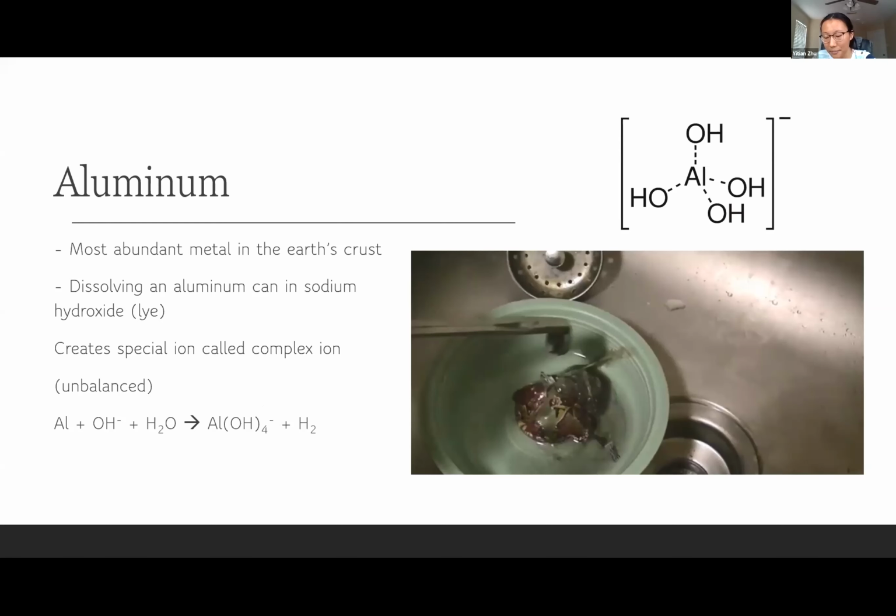Fun fact about aluminum, it actually has a protective oxide, just like a lot of the group 2 metals. But the reason that it's not protected in this case is because the super strong hydroxide ion starts attacking the protective layer. And so the protective layer is destroyed and the metal gets corroded.